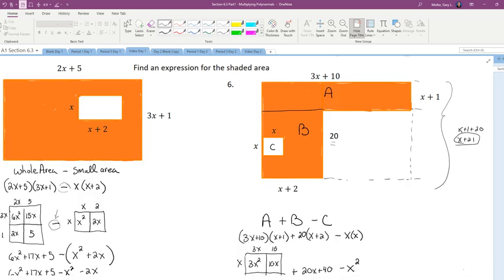All right, that is it for today, our intro to multiplying binomials together, and we will expand upon this in the next lesson.